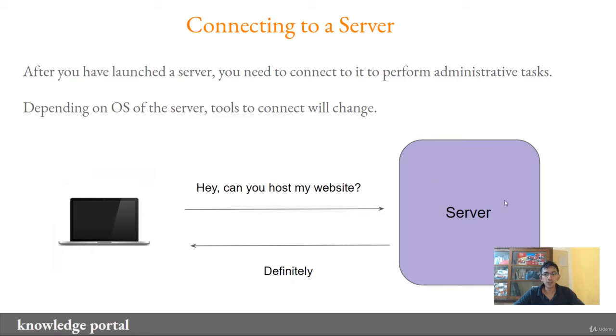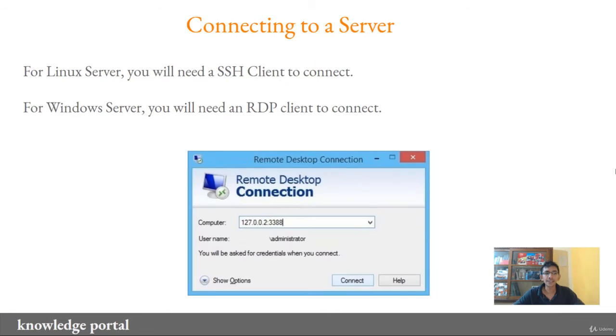So when we launch our server, we also need to ensure that our laptop or our desktop has the tools present so that we can connect to it. As we were discussing, the tools that you need differ based on the operating system of the server. At a high level, remember that for a Linux server, you will need an SSH client to connect, and for a Windows server, you will need an RDP client to connect. These are the two important clients that you need depending upon the operating system of the server.